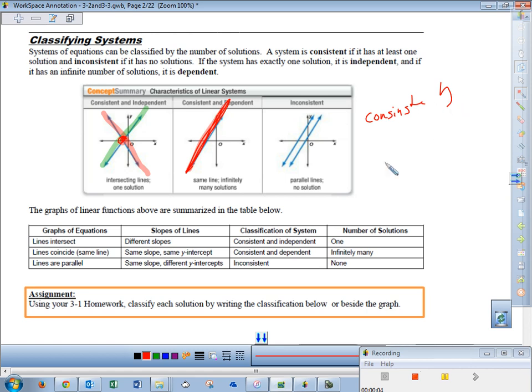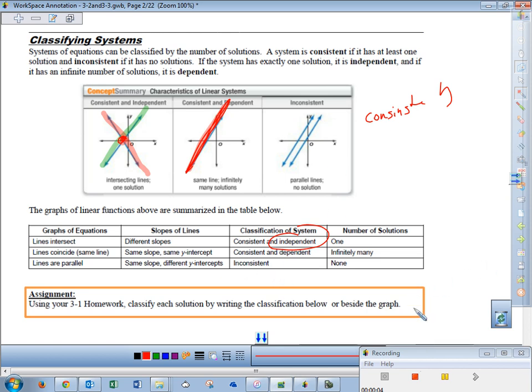Then, how many answers did you get, if you got answers? If you get one answer, that's called independent. Independent is pretty easy to recognize after we do a few of these, because when you're independent, aren't you all by yourself? Independent means there's only one answer. If there were answers, but more than one, like infinitely many answers, that's called dependent. And if there were no answers, then it's just plain old inconsistent.